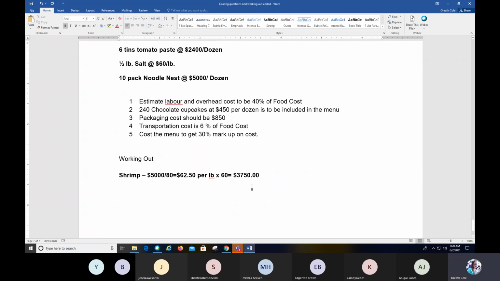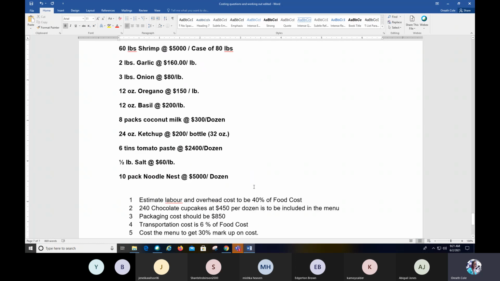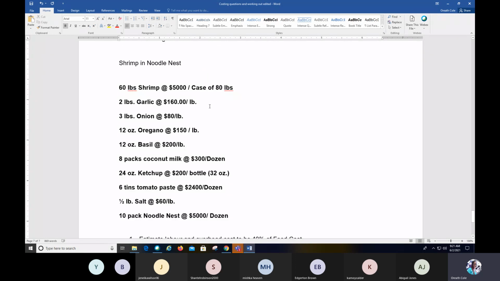All right, let us move to the next one. So we'll find the cost for the shrimp. The next one we need to find out is the cost for garlic. Who can work out garlic, please? Who's working out garlic?